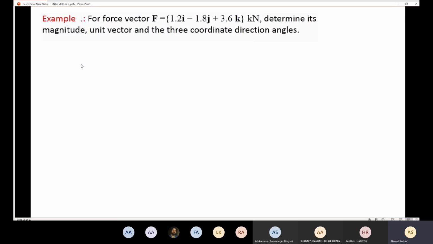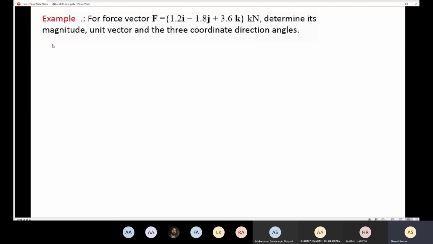Example number 1 says that we have a force vector that equals 1.2i minus 1.8j plus 3.6k, and the unit, of course, is kilonewton. It's required to determine the magnitude for that vector. So I have a vector written in Cartesian notation, and they want us to calculate the magnitude. They also want the unit vector, and the three coordinate direction angles, alpha, beta and gamma.